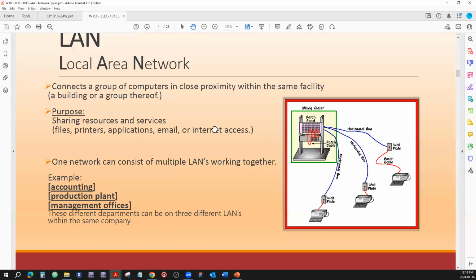Now, things would be too simple, right? Let's complicate things just a tiny bit. One network can consist of multiple LANs working together.